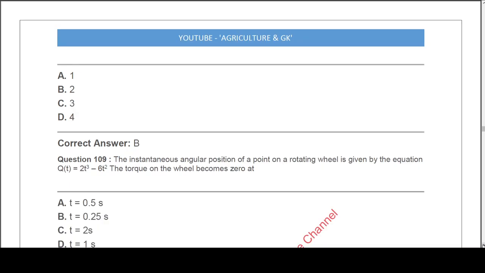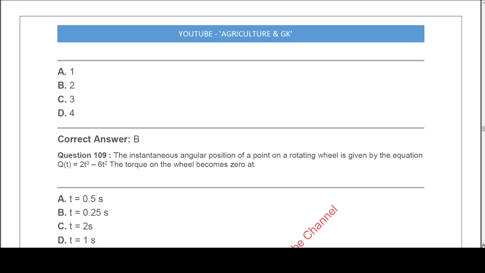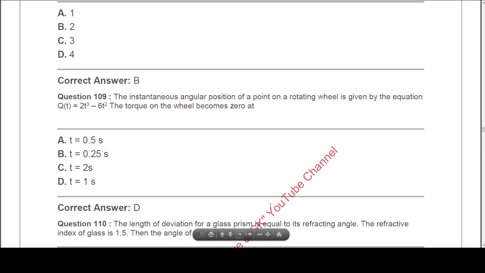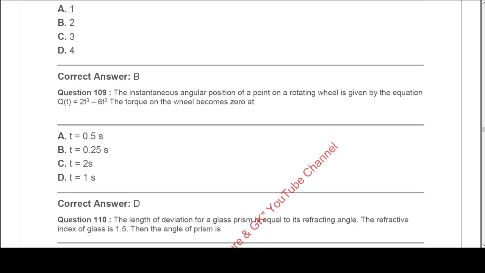The instantaneous angular position of a point on a rotating wheel is given by the equation theta of t is equal to 2t cube minus 6t square. The torque on the wheel becomes 0 at, I think, at 1 second. t equals 1 second.